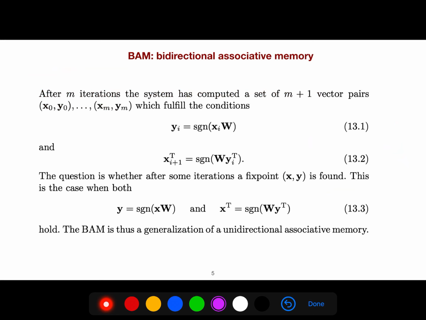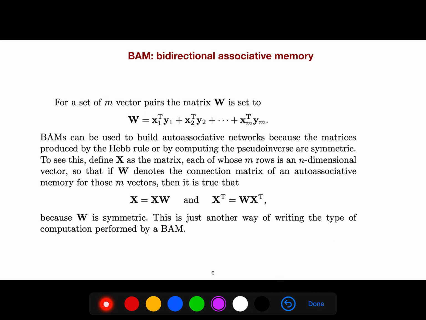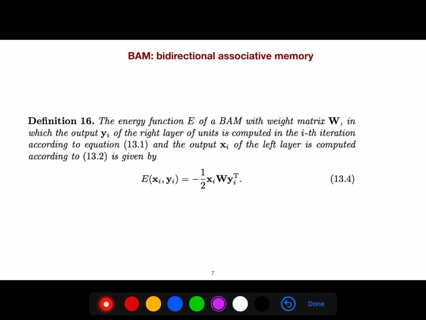After m iterations, the system has computed a set of n+1 vector pairs which fulfills this condition. So BAM is a generalization of unidirectional associative memory. So we can write that for a set of m vector pairs, the matrix is said to be this. If you set it like this, you can say many things. For example, let's define the energy function. It's X W Y transpose. Remember, X is the input, the left side, Y is the right side, and this is the energy of that.